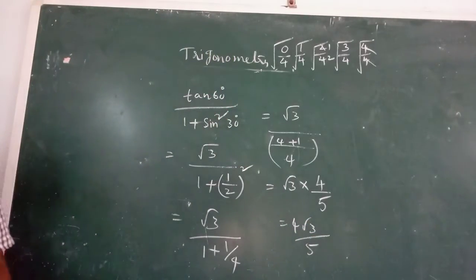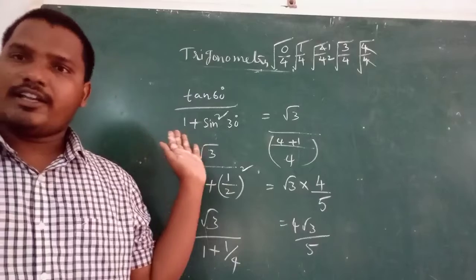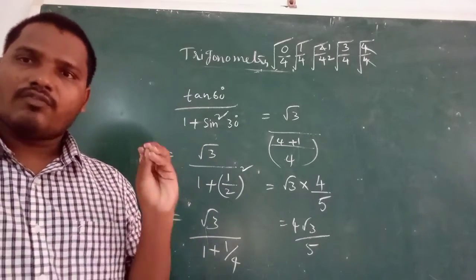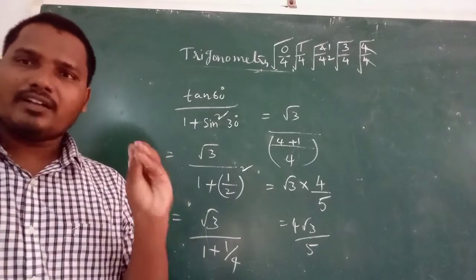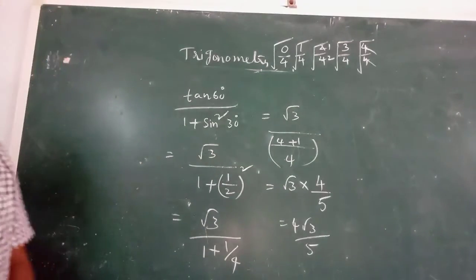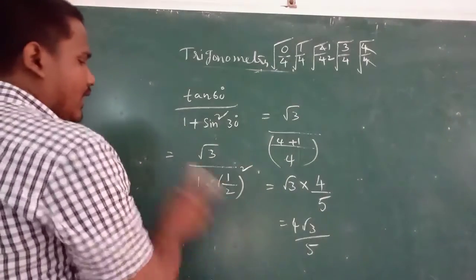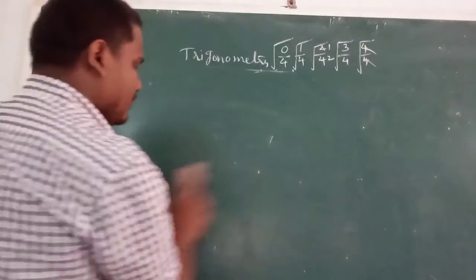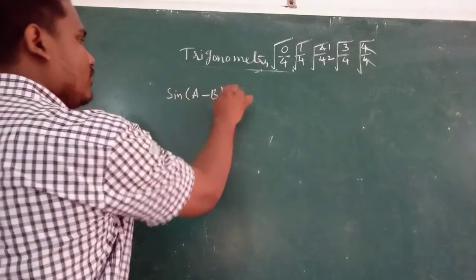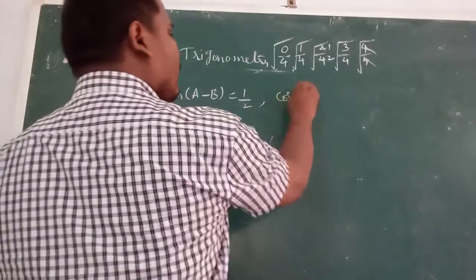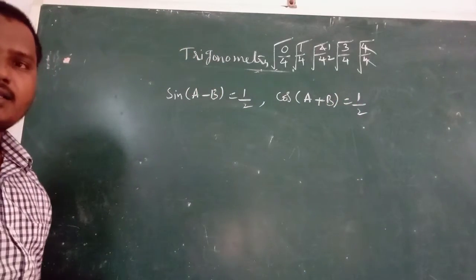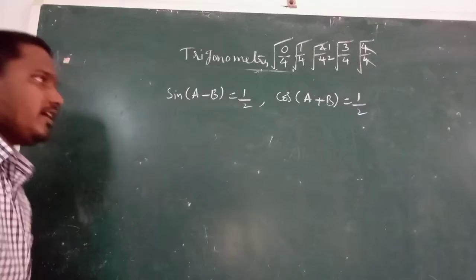These are the problems regarding the tabular form. Sine 0, 30, 60, 45, 90: some particular angular values. Okay, and they are asking some type of problems. Sine of a minus b is equal to half. Cos of a plus b is equal to half. Then find angles a and b.